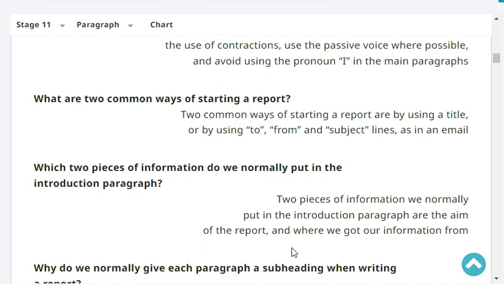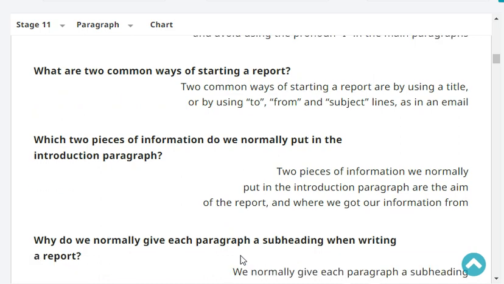Okay, next. What are the two common ways of starting a report? Two common ways of starting a report are by using a title, or by using to, from, and subject lines, as in an email. Very good.